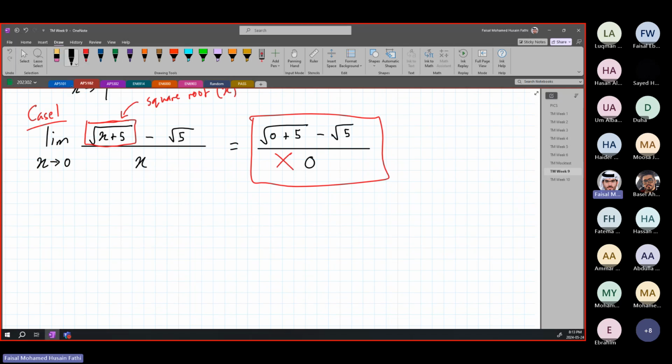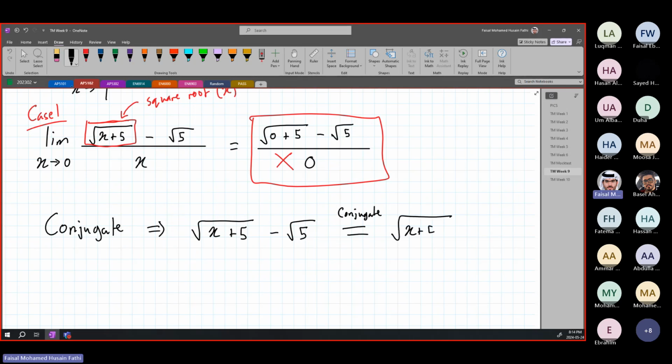There is something you need to know called the conjugate. What does this mean? For this function, the square root of x plus 5 minus the square root of 5, the conjugate will be equal to the square root of x plus 5 plus the square root of 5. What changes here is the sign goes from minus to plus. It's always going to be the opposite sign. If it's minus in the beginning, it becomes plus at the end. If it was plus here, it will be minus.